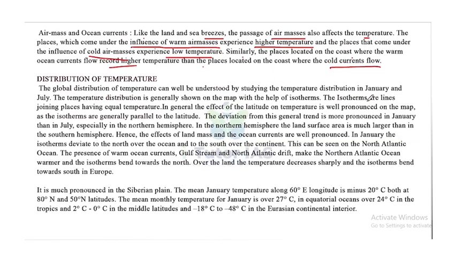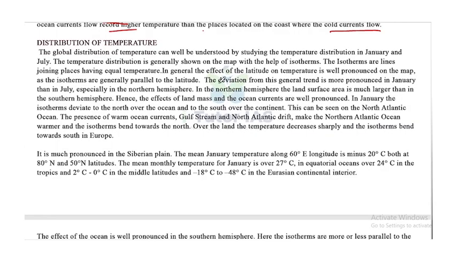Now, distribution of temperature. The global distribution of temperature can well be understood by studying the temperature distribution in January and July. The temperature distribution is generally shown on a map with the help of isotherms. So what are isotherms? They are lines joining places having equal temperature.